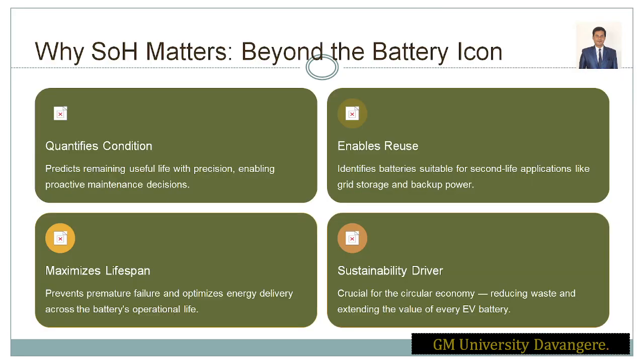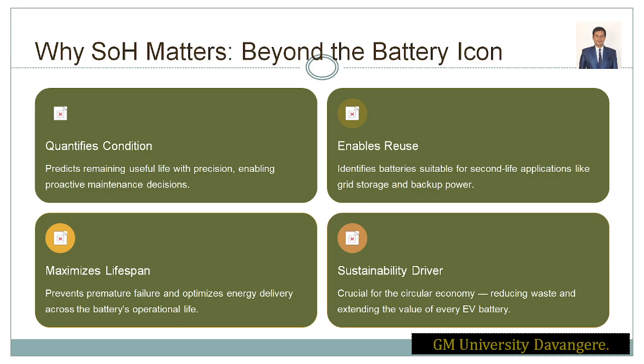All right. Now we have to see why the SOH matters a lot, right? The state of health matters a lot beyond the battery icons. So when you see the quantifying conditions, right? We have to see the various conditions of the batteries before it goes to the proactive maintenance decision. When you are making the prediction of the useful life, the RUL, nothing but the remaining useful life, we have to decide how much life the battery can sustain in the upcoming days, and decide the various actions to take for proactive maintenance.